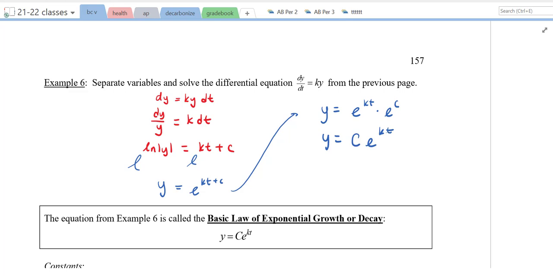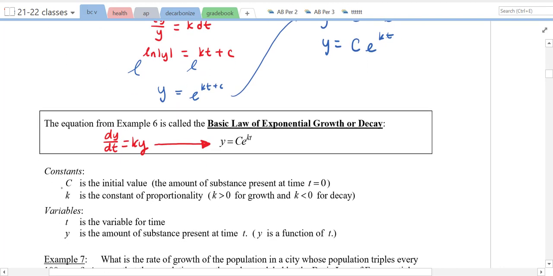So what I want you to realize is, when you're given this differential equation, dy/dt is equal to k times y, when I solve for y, we automatically get this equation, y equals c, some constant, times e to the kt. So once again, c is the initial value, the initial amount of substance. K is the constant of proportionality that gives you the rate. And the variables here are t for time, and y is the amount of whatever substance you're talking about.